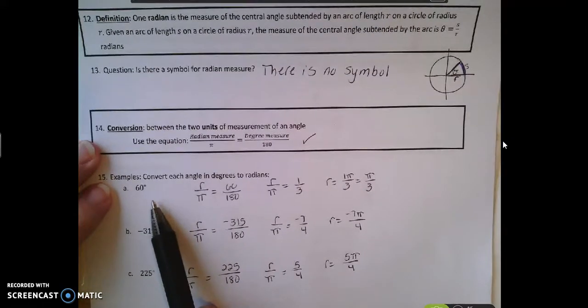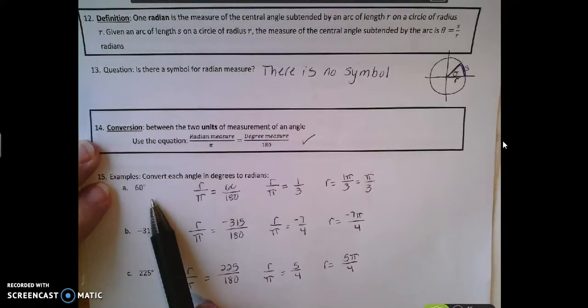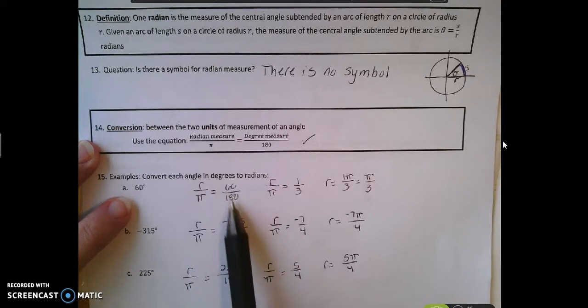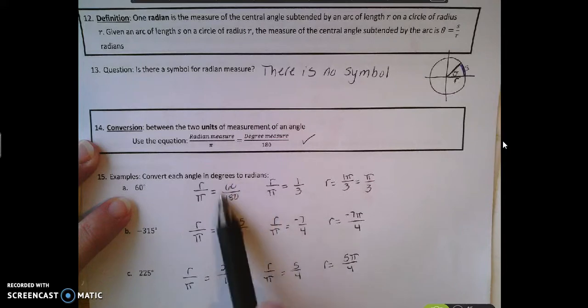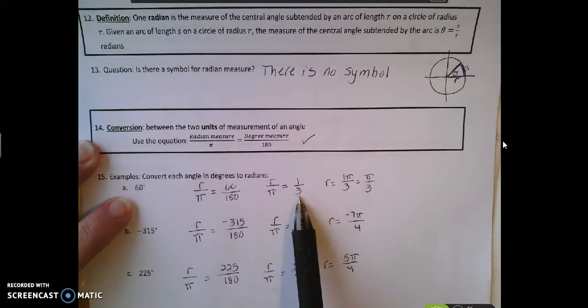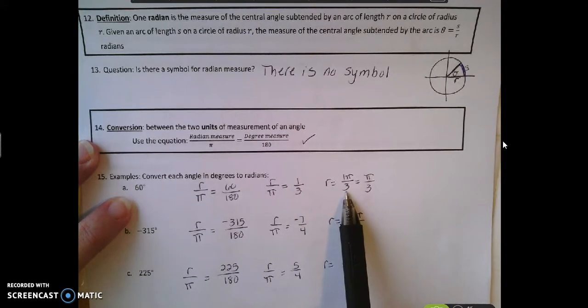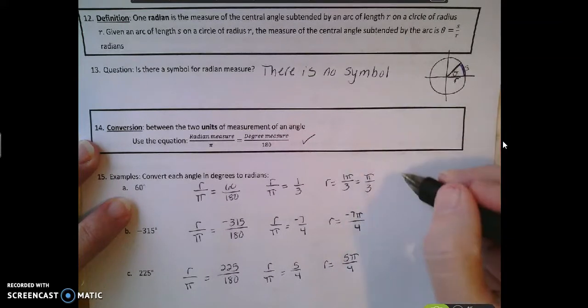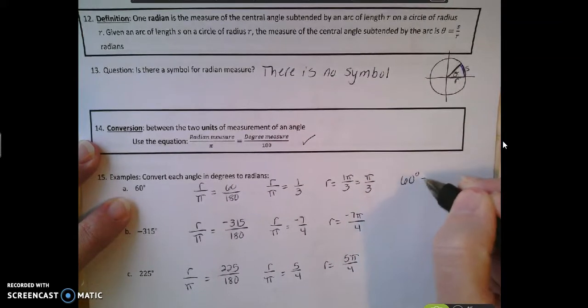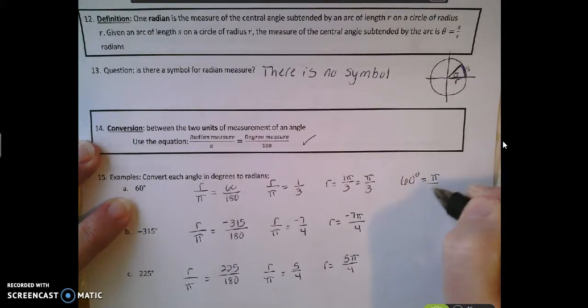Our first examples here are converting degrees to radians, so we set up our formula. We take 60 divided by 180 and reduce it, and it comes out to be 1/3. Then if I cross multiply, I get 1/3 times pi, which can be written as pi over 3. So 60 degrees is the same thing as pi over 3 in radians.